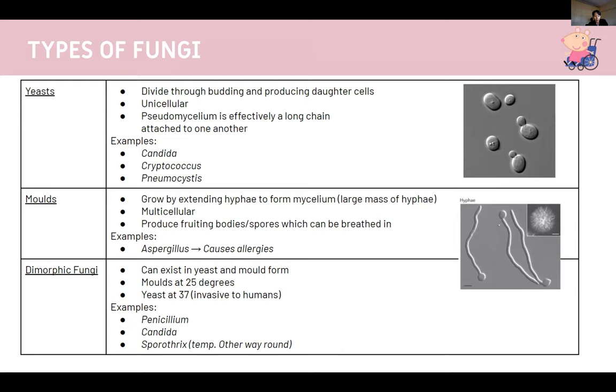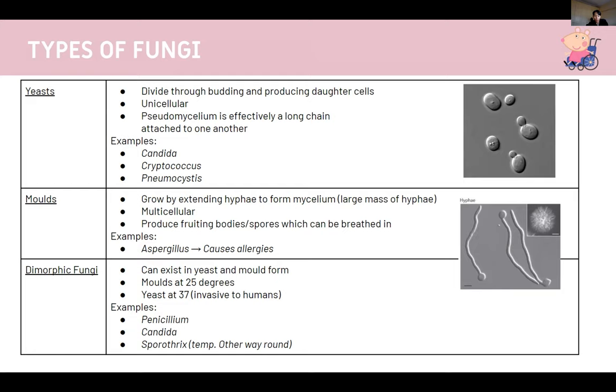And these are multicellular. These strands are made up of numerous fungal cells, basically. They can also produce fruiting bodies and spores, which can be breathed in. So that's a really important part of how molds can damage our bodies and cause allergies. For example, Aspergillus causes allergies when we breathe in its spores.